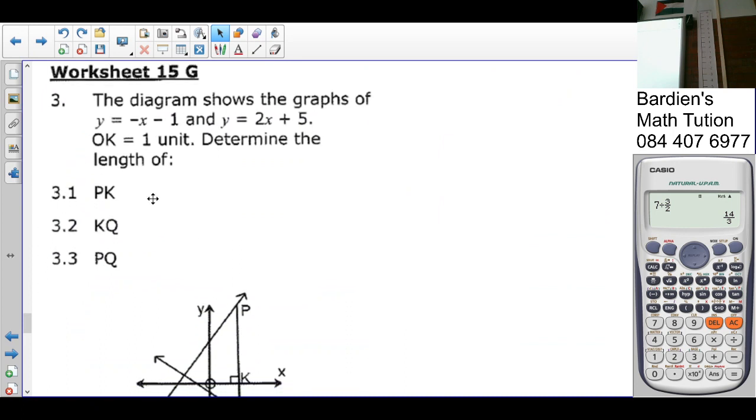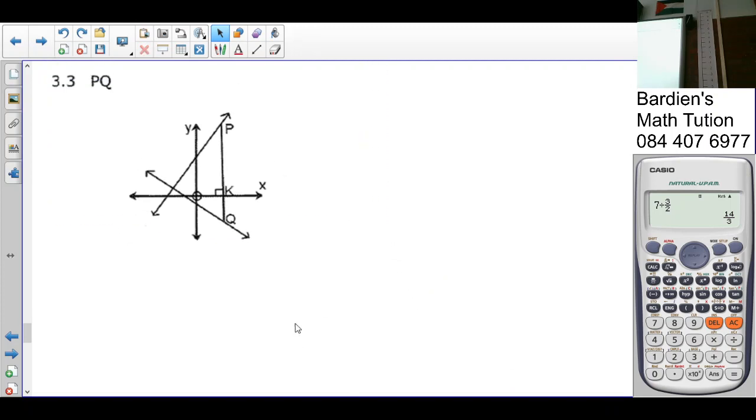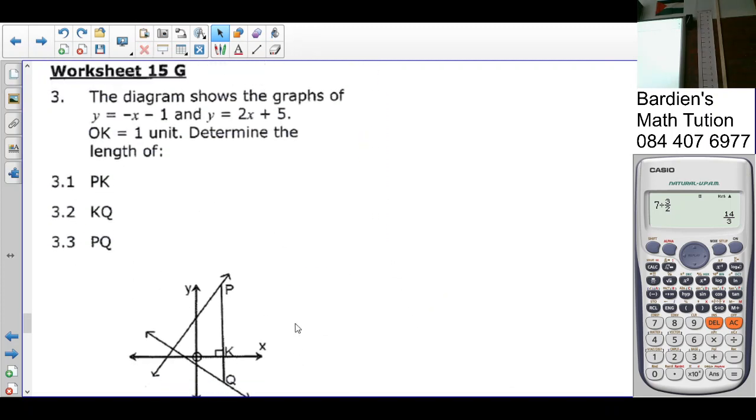Number 15, G. Okay, we've got 2 minutes left. So, 2 sums we can do in this time, not so? Yes, sir.